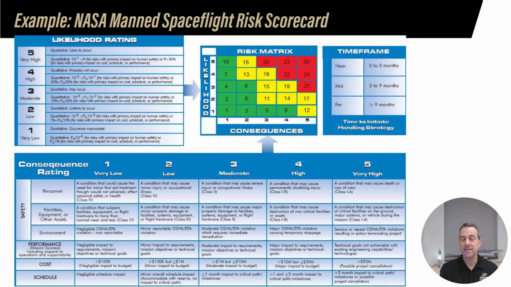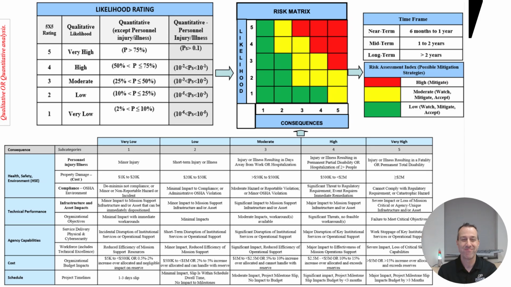Okay, here's the NASA Manned Spaceflight Risk Scorecard. You'll notice the numbers are the same. You'll notice they also mention a time frame. The time to initiate what they call the handling strategy would be the risk handling strategy or risk mitigation strategy. Those terms are sometimes used interchangeably, risk mitigation or risk handling. And you'll see there's a slightly different breakout of categories and some different words that are used on the likelihood and consequence scales.